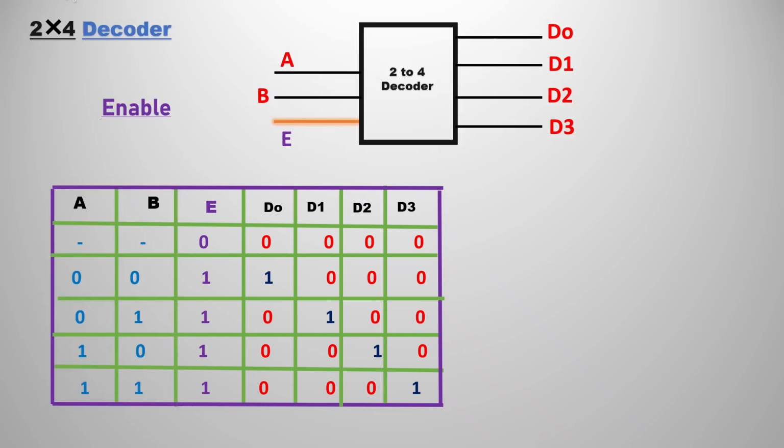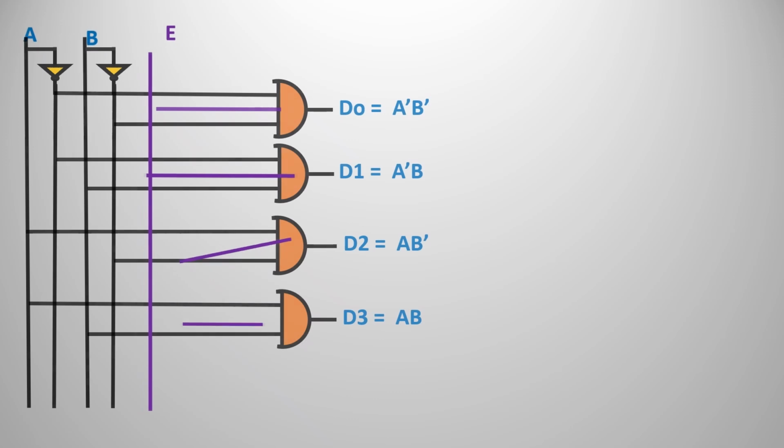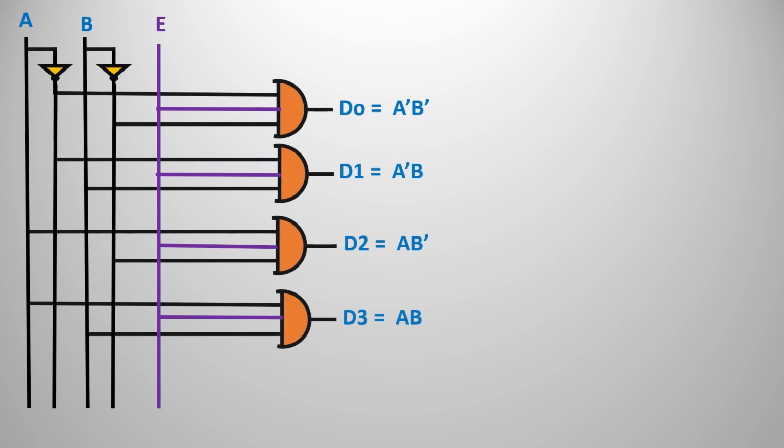If you observe 0, 0 for D0, 0, 1 for D1, 1, 0 for D2, 1, 1 for D3, the remaining are all the same. But enable is added, that's it. So if you also want to represent the enable line, this is the way you can represent it. All the circuit will be the same, just add the enable line and connect all the AND gates with the enable, that's it.